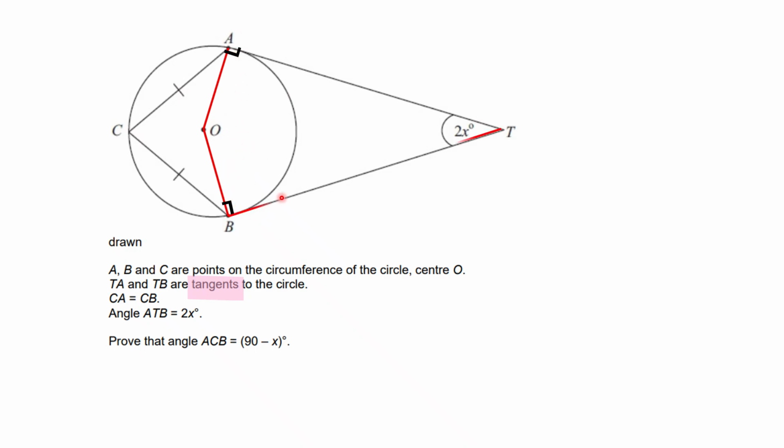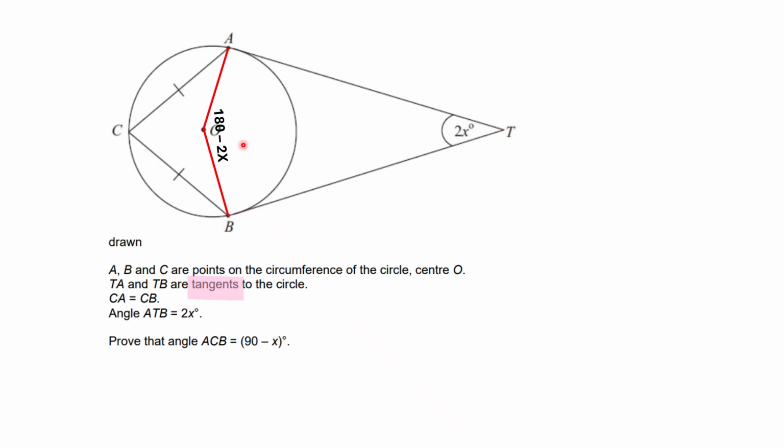And now we look at the four-sided shape here, the red shape. This is a four-sided shape, so the angles add up to 360. So we can find this angle by doing 360 minus this, minus this, minus this. So we can just say 360 minus 90 minus 90 minus 2x. That gives you 180 minus 2x. So that's very good. So we now know this angle here is 180 minus 2x.